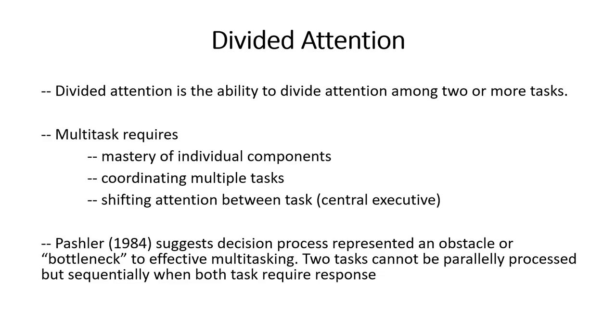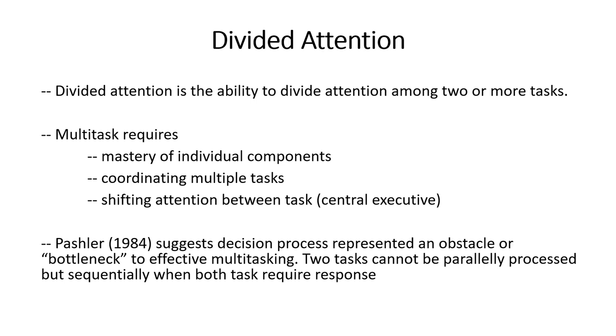The second class of attention is called divided attention. It is the ability to divide attention among two or more tasks. Multitasking is an example of this. Now, when you multitask, there are a number of features that you should be aware of. First, you should have mastery of individual components. To multitask, you should know all components. Second, you should be able to coordinate between tasks.